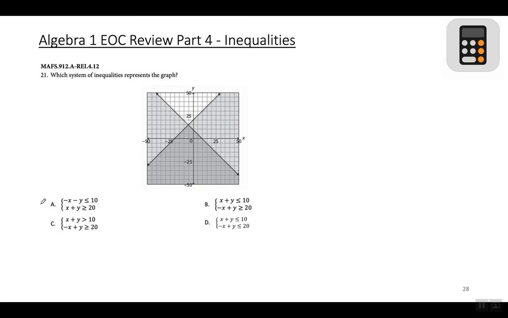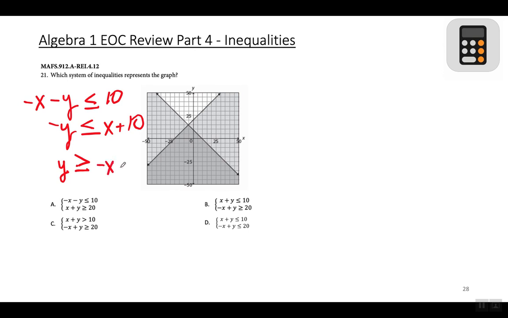All right, so for letter A, the top equation, if I put it in slope-intercept form, it would be, again, remember when you divide by a negative number or multiply by a negative number, both sides, the sign flips. All right, so if I divide by -1, this will become -x minus 10, and the sign flips directions.